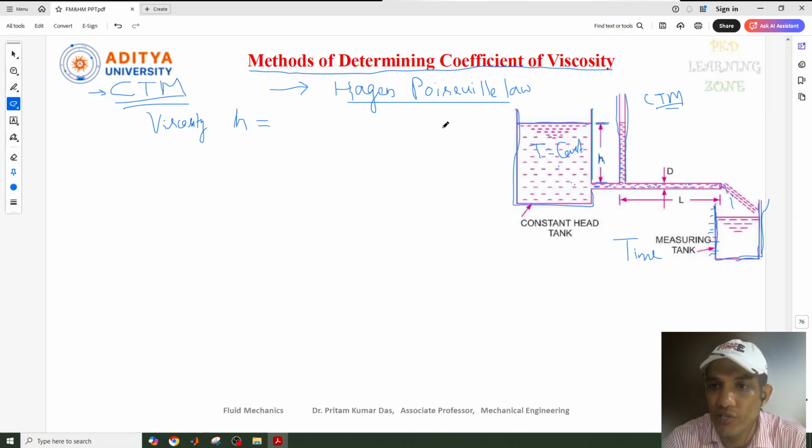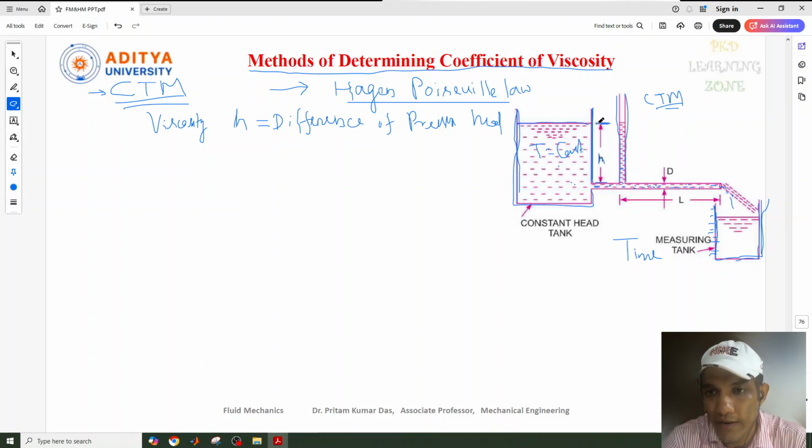One is H. H is nothing but the pressure head difference, or you can say the difference of pressure head for a length of L. So this one we can write as difference of pressure head. What is the difference of pressure head? Now you can see the container is there, that fixed head is there. So this is the head H.